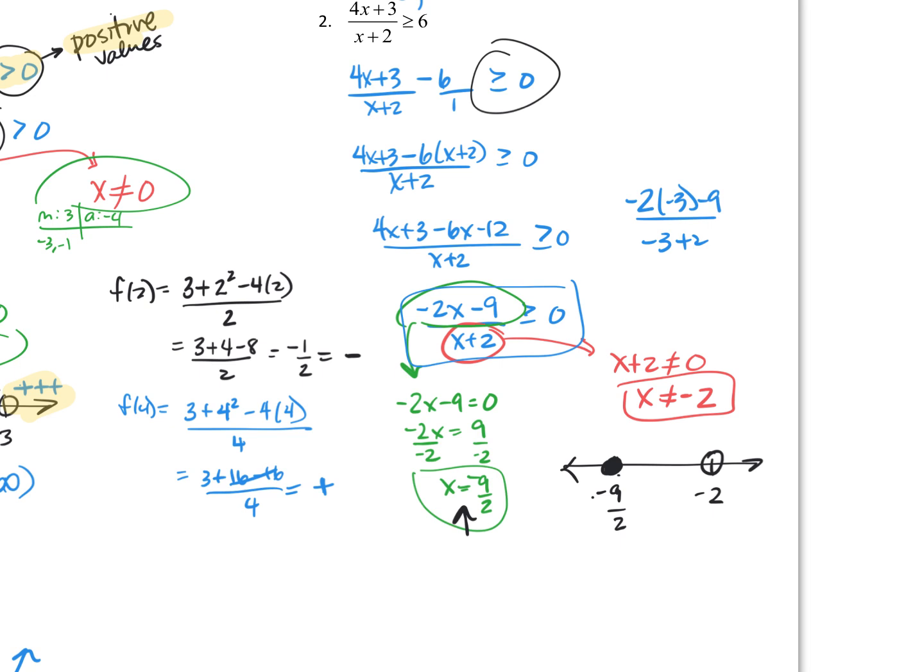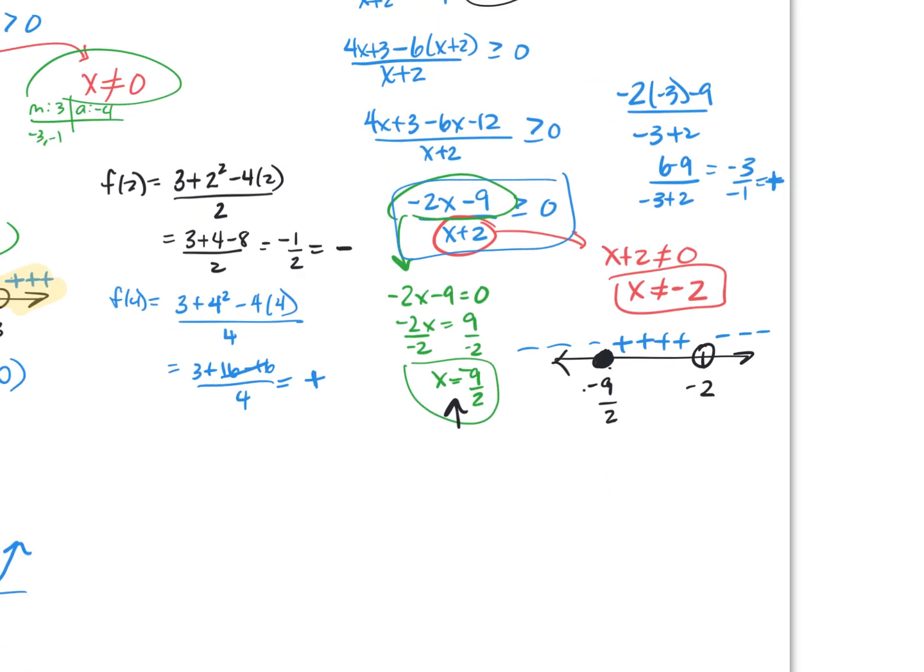Negative 2 times negative 3 is 6, minus 9 gives me negative 3. Negative 3 plus 2 gives me negative 1. So what's my end result going to be? Positive. So that means I have positives here. So my assumption is that the others are negatives.